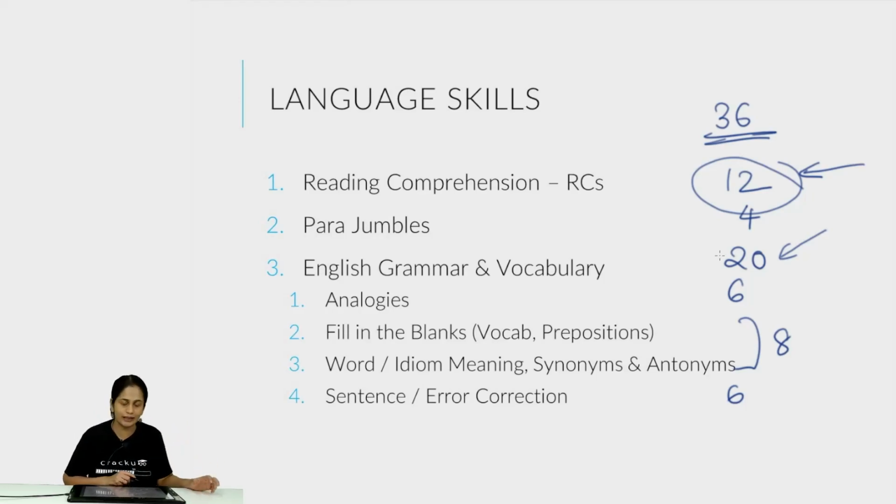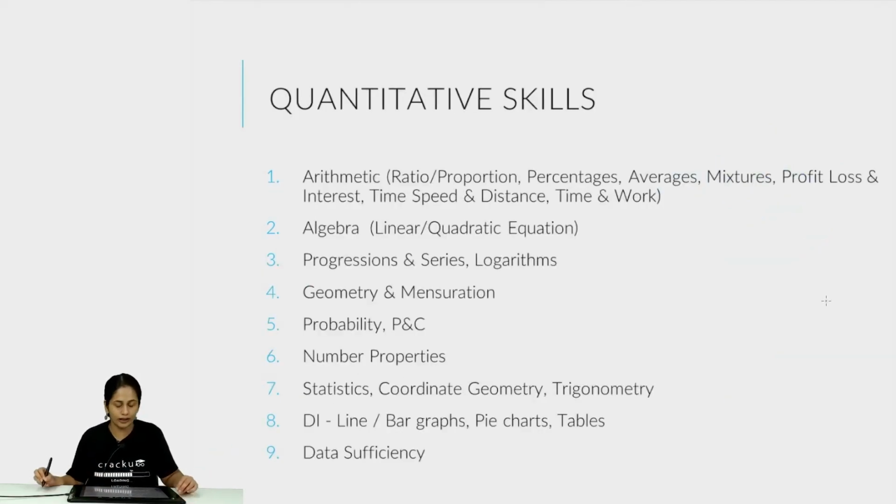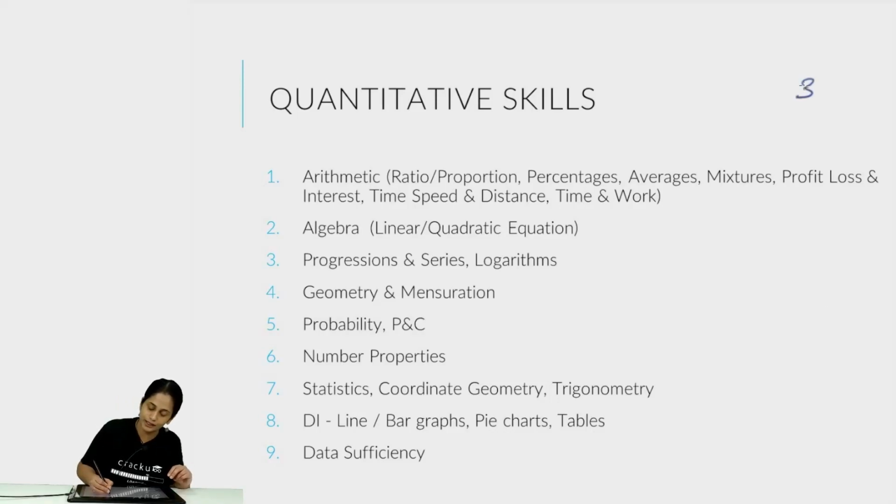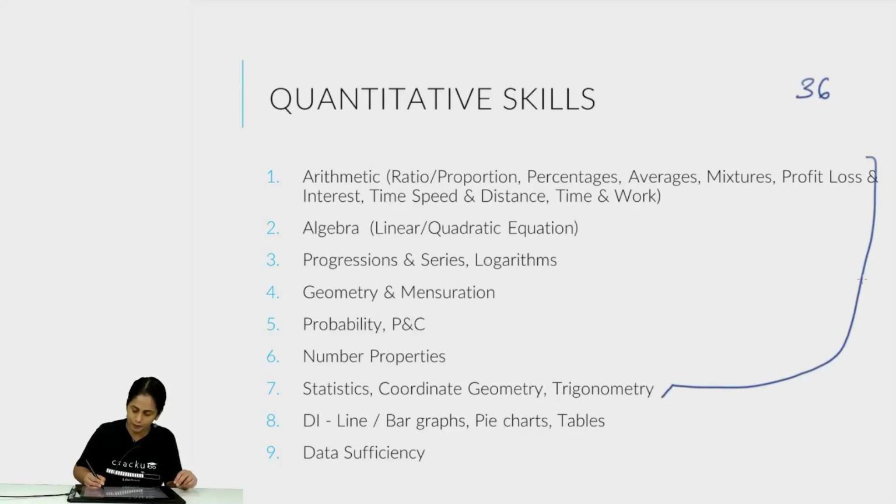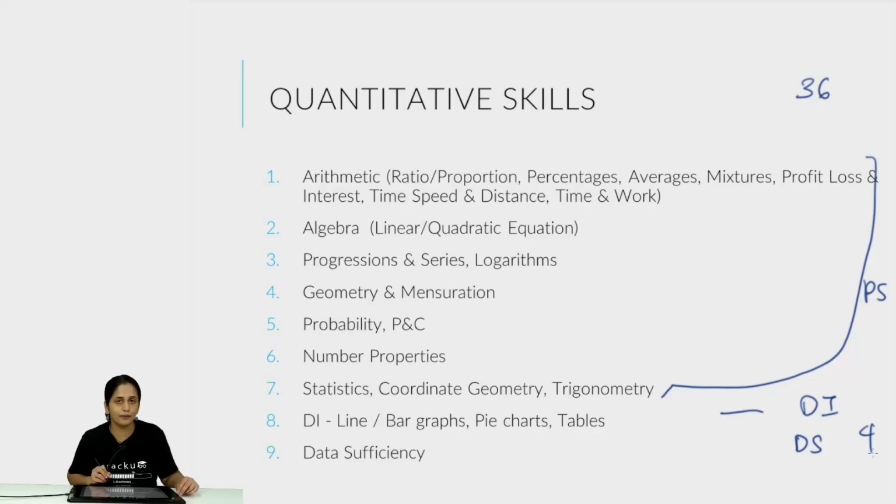Para jumbles will be the same level as CAT and XAT. Now let's take a look at the quantitative skills. Again, 36 questions. These are split up. You can say that this part is problem solving, this is data interpretation, and this is data sufficiency. So 4 questions come from data sufficiency, 12 questions come from data interpretation, and around 20 come from problem solving, which is like the normal QA that you see in CAT.